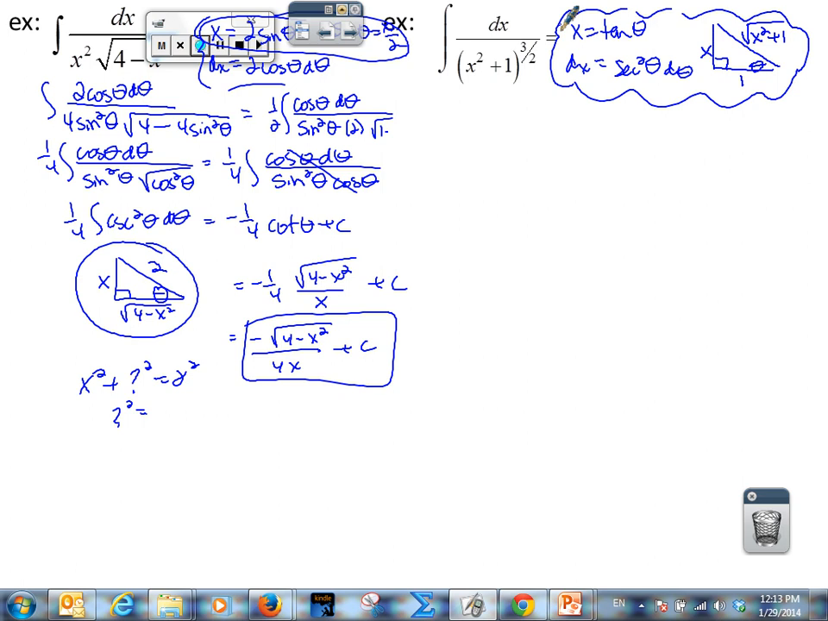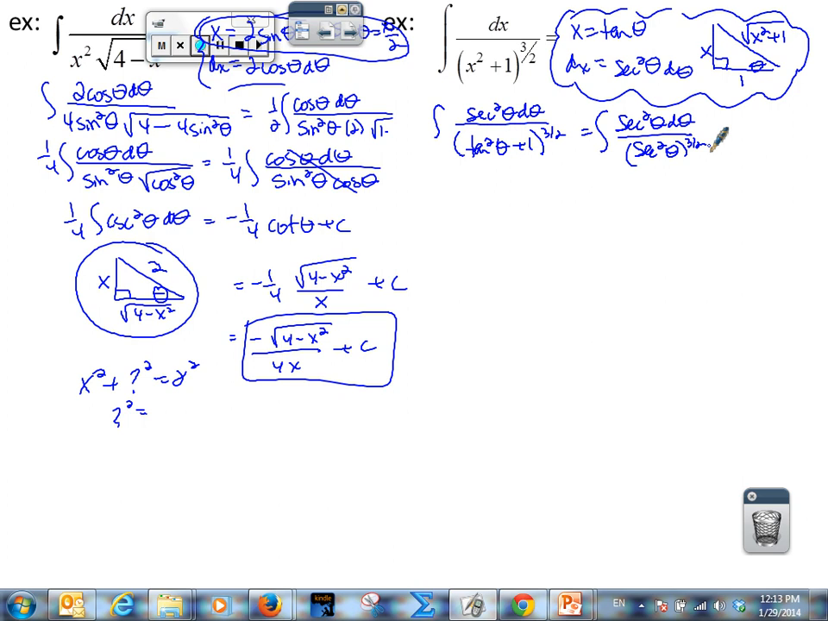All right, so let's do our substitutions. dx is secant squared theta d theta over, then our x is tangent, so tangent squared theta plus 1 to the 3/2. And we know our Pythagorean identities, so tangent squared plus 1 is secant squared. So secant squared theta d theta over secant squared theta to the 3/2.